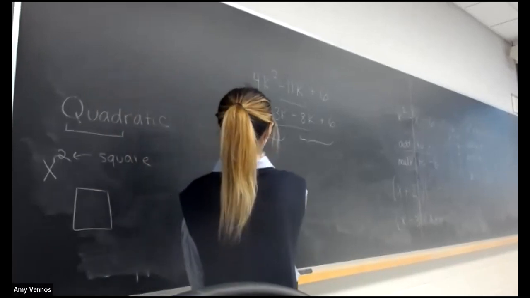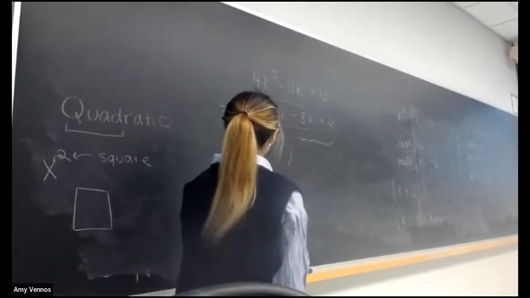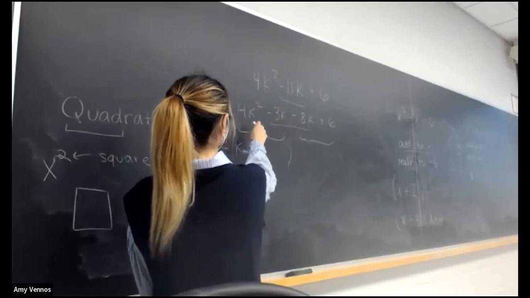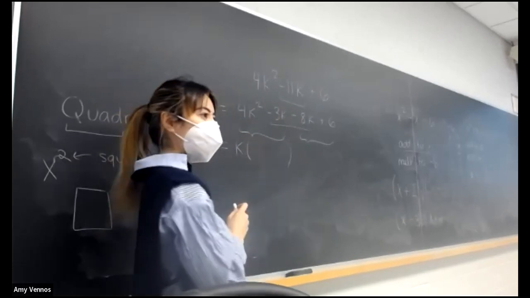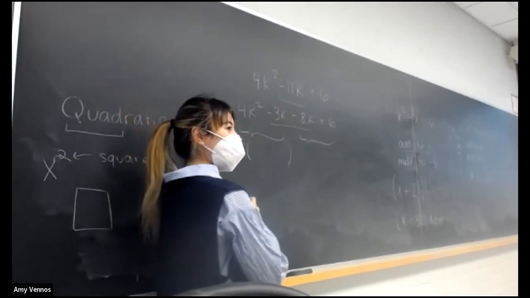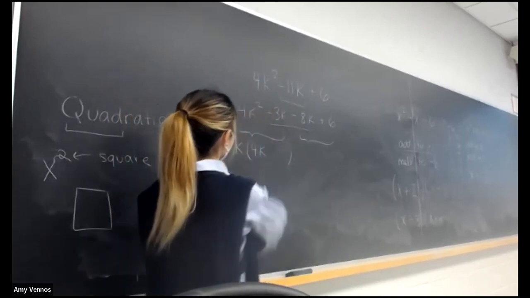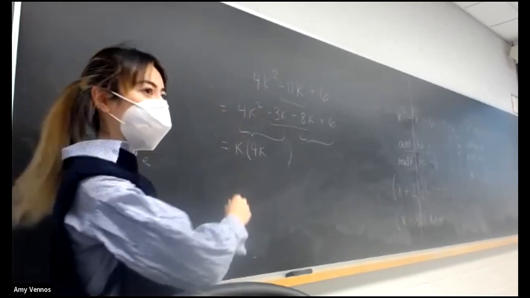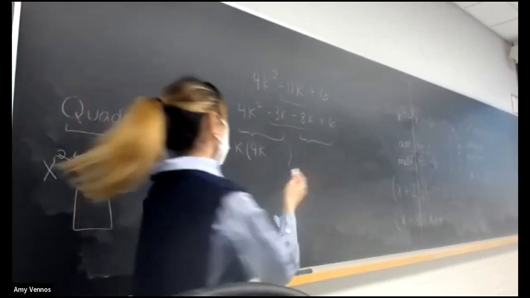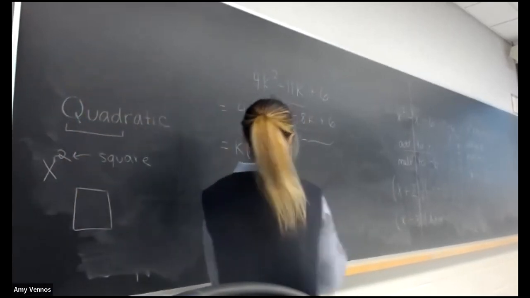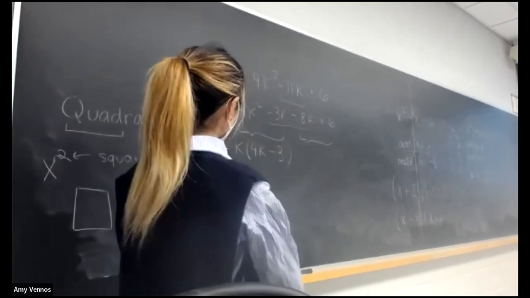Okay, good. Okay. If I take 4k squared and divide by k, what am I left with? 4k, good. What about -3k over k? -3, good. Let's do the other one.